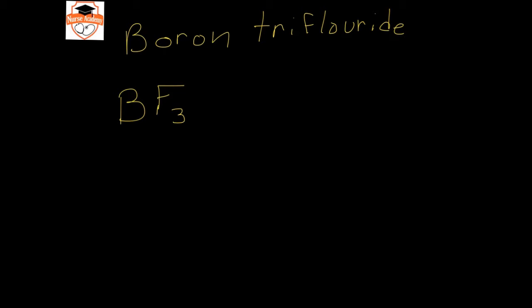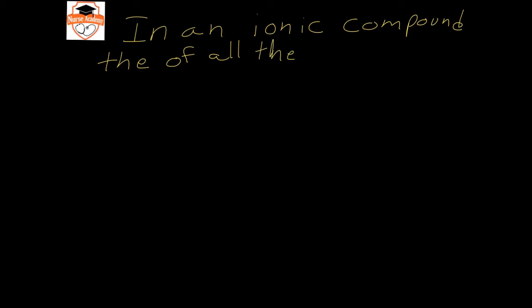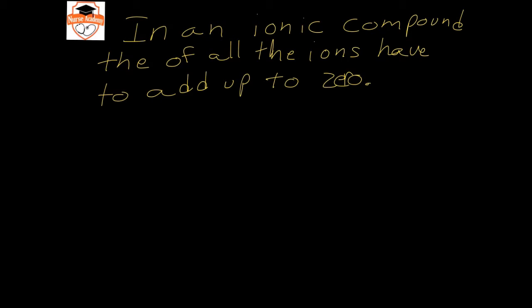A little more difficult is going to be compounds that are ionic, because then we have to use their charges to determine what the formula is going to be. So the rule is, in an ionic compound, the charges of all the ions have to add up to 0. So let's then say that we have magnesium fluoride.